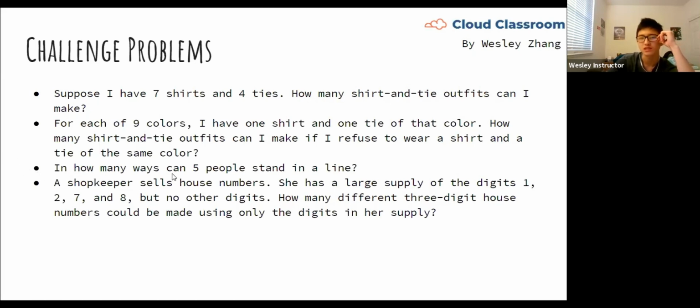In how many ways can five people stand in a line? Once one person fills in a slot, a place in the line, that person can't also be number two in the line. You can't be in two places at once. So in this case, my options do decrease.